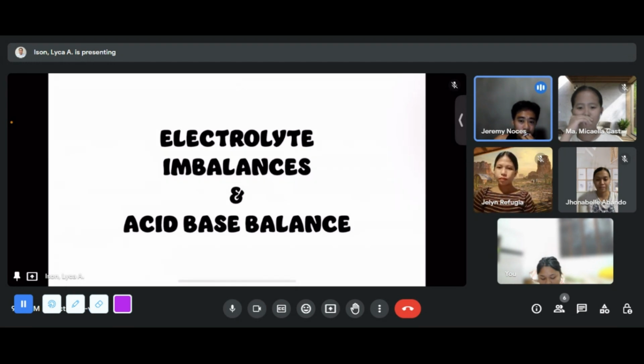So first, let us talk about what electrolyte imbalances are. Electrolyte imbalance occurs when there is an excess or deficiency of electrolytes in the body. So ang electrolytes ay nagtataglay ng electrical charges na siyang tumutulong para mag-function ng ating katawan, at para din ma-maintain natin ang balanse ng tubig sa ating buong katawan. Okay, so next slide.